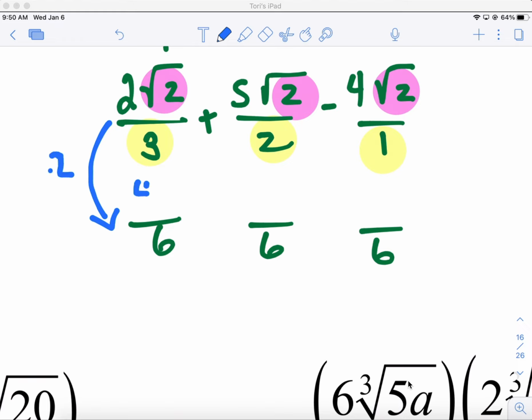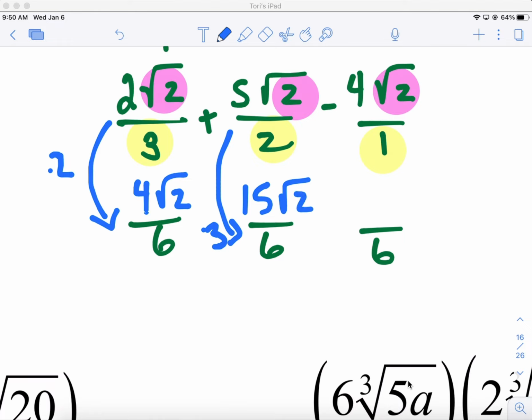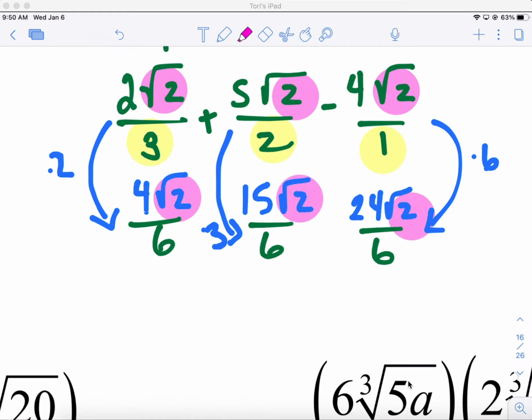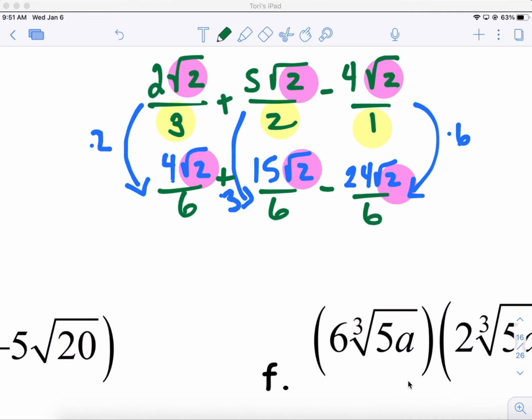So I'm going to have 4 square root 2. To turn this guy into a 6, I need to multiply by 3. So I have 15 square root 2. And to multiply this guy into a 6, I need to multiply by 6. So 24 square root 2. Notice I'm not changing the square root 2's. I'm only changing the numbers on the outside. I do want to keep the plus and the minus so I know what I'm working with.